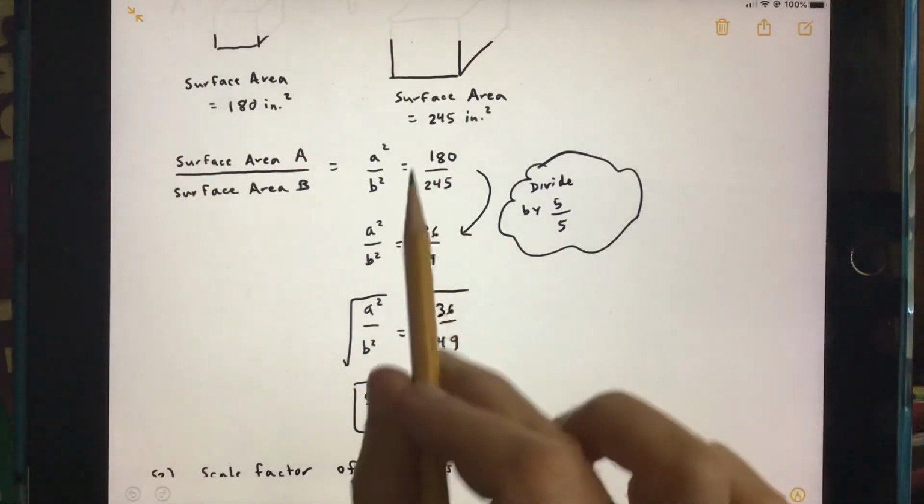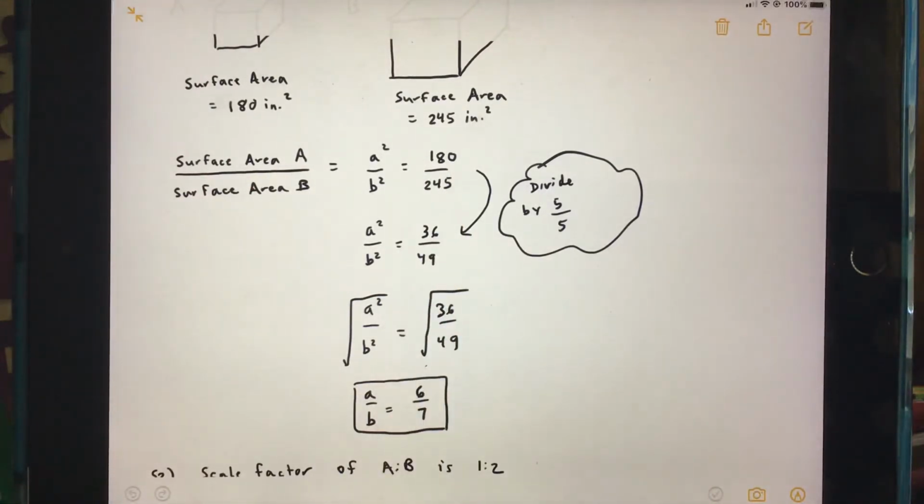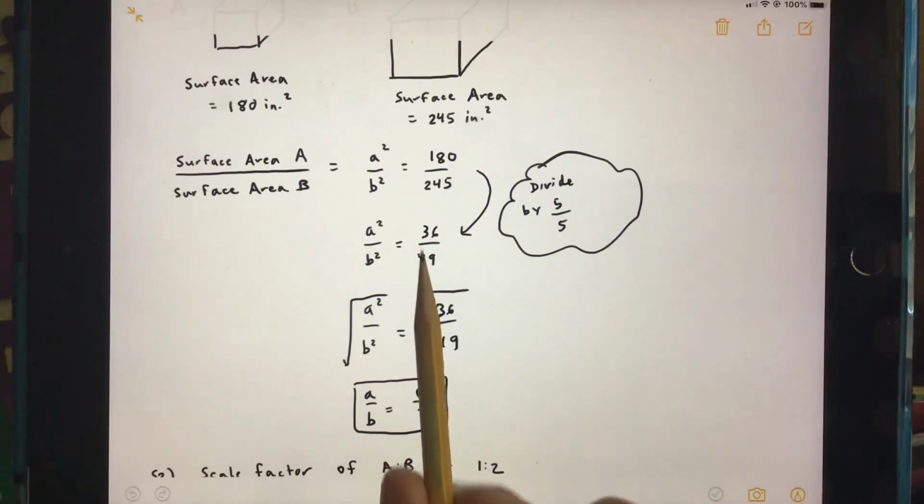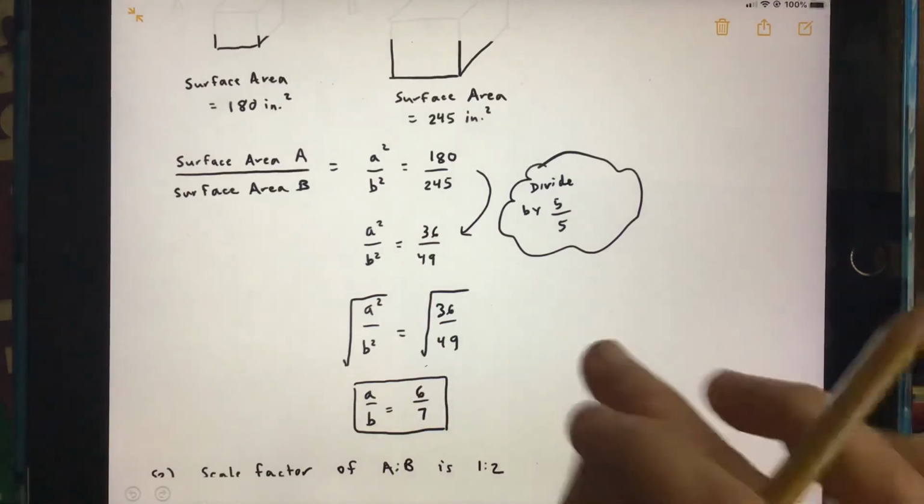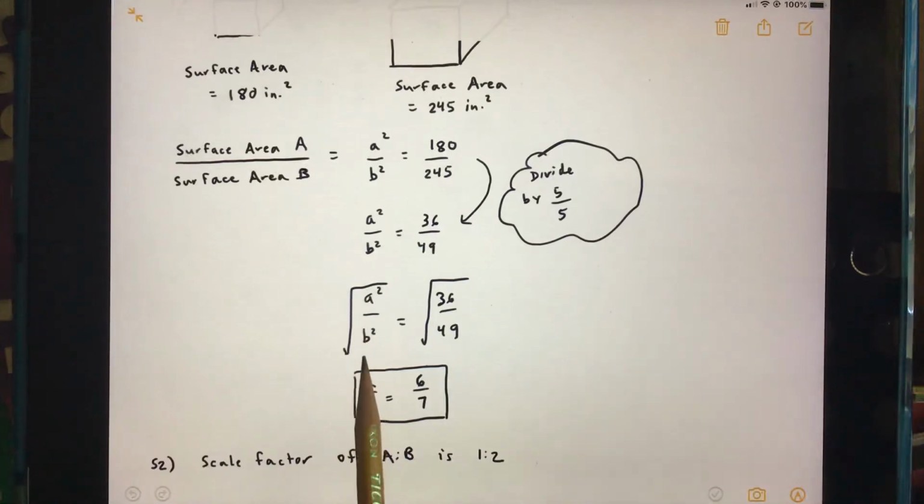Once we have reduced this fraction, we notice that is a situation where we have perfect squares both in the numerator and in the denominator. That's helpful when we take the square root of A squared over B squared. That gives us what we want, A over B. That's our scale factor, A to B. And the square root of 36 is 6. The square root of 49 is 7.